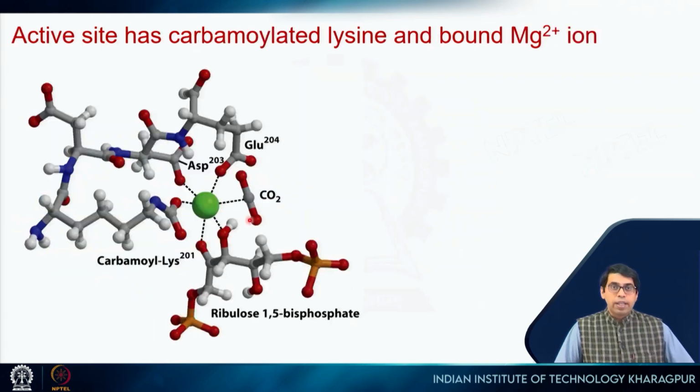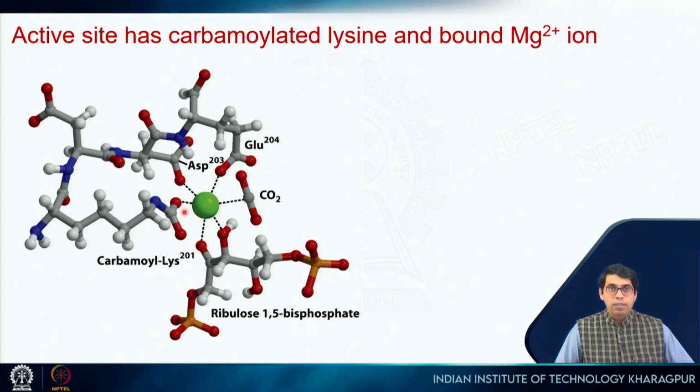This is the active site of rubisco. There are two important features that you should see. One is this lysine residue. You see the lysine side chain, and then it will end with an amine group, so NH3 plus. However, this amine group is modified by a carbamoyl group. So, this is carbamoylated lysine, and there is a magnesium ion in the active site.